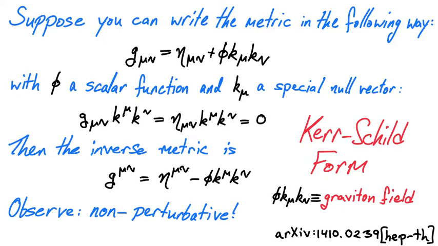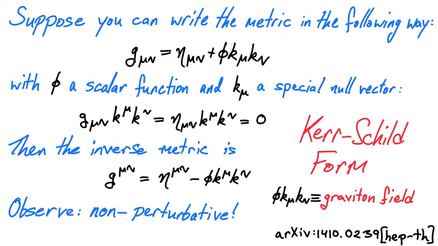Here I give an outline of the formulation found in 2014. Suppose that you can write the metric of the spacetime you're analyzing in the following way, where eta is the Minkowski metric, phi is a scalar function, and k is a null vector, which means that the inner product of it with itself is zero. k here also has the special property that it is null with respect to both the full metric and the Minkowski metric. This is the consequence that the inverse metric is given by the form on screen.